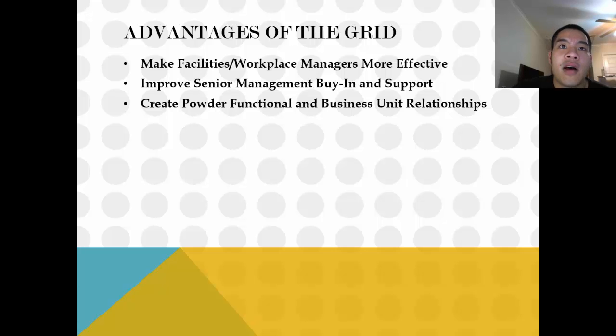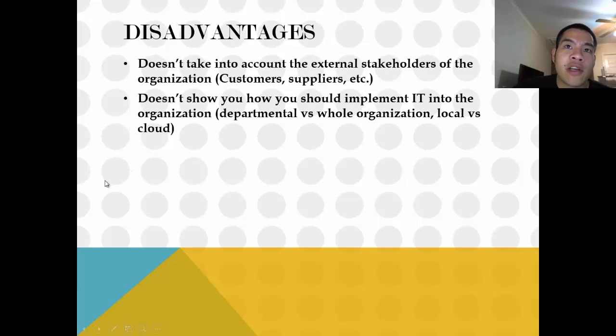Some concerns of the IT grid include that it doesn't take into account the external stakeholders of the organization. It doesn't show you how you should implement IT into the organization. Also, there is the lack of knowledge of the CEO levels about the role of IT. Misplotting in the grid could lead to severe problems in the future.